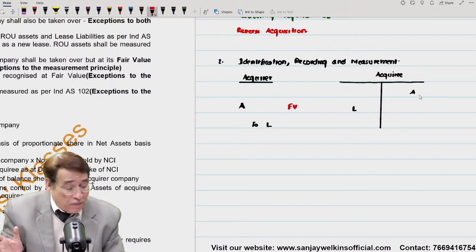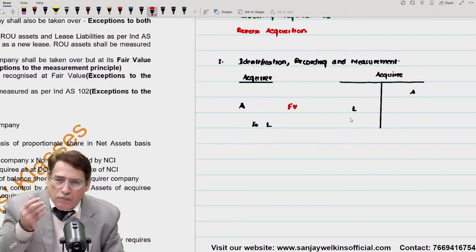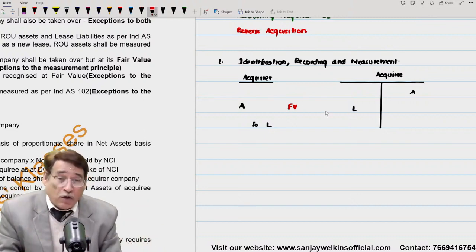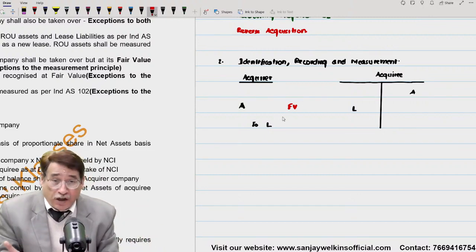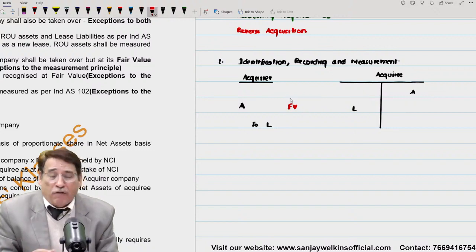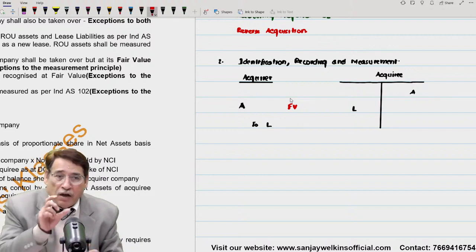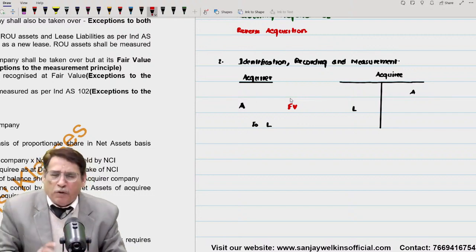Correct? Whether they are appearing in the books at equity value, at book value, or at whatever value, irrespective of that, we have to see on the date of acquisition what the fair value is. And on the basis of fair value, we are going to record all the assets and liabilities of the acquiree company. Is this particular point clear to everyone?